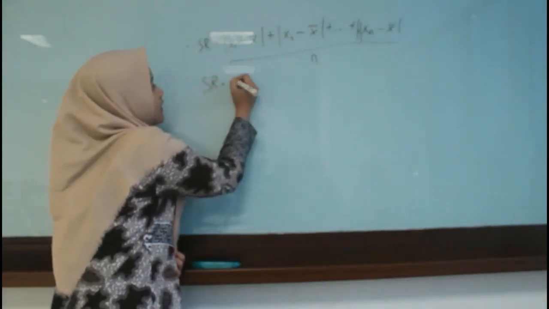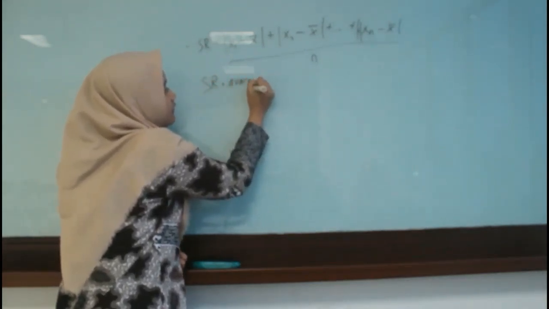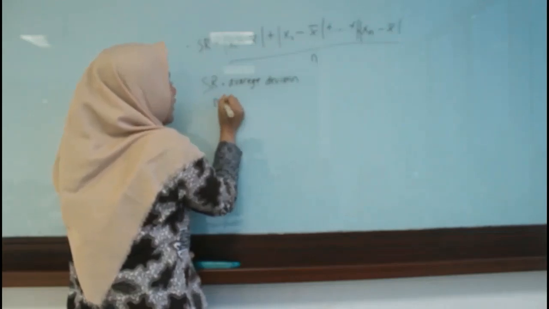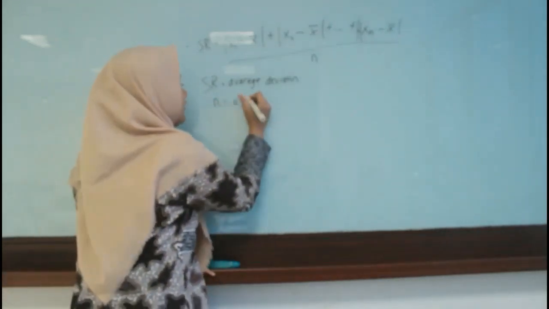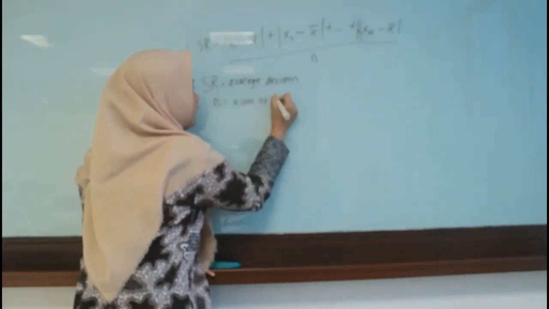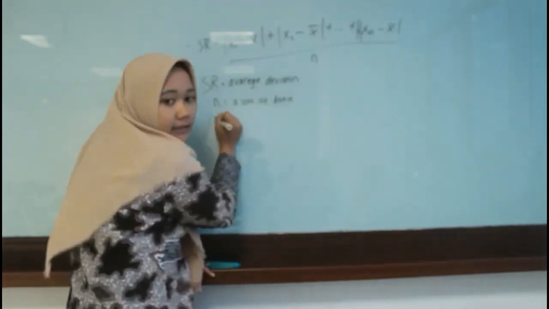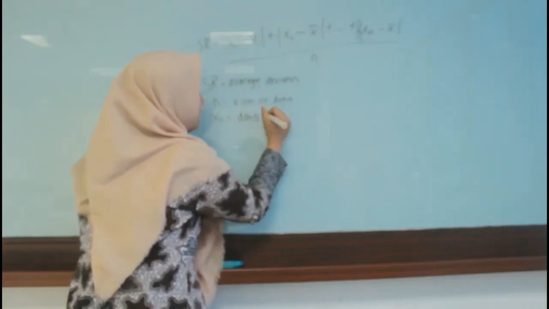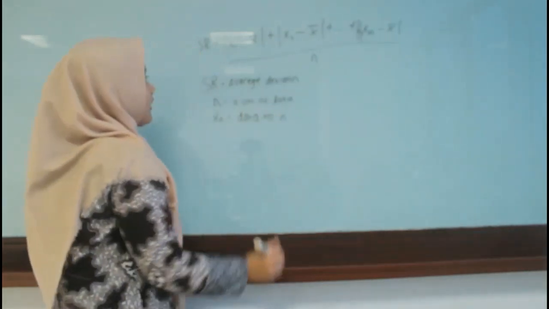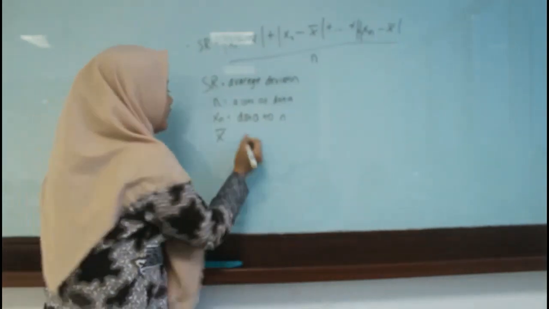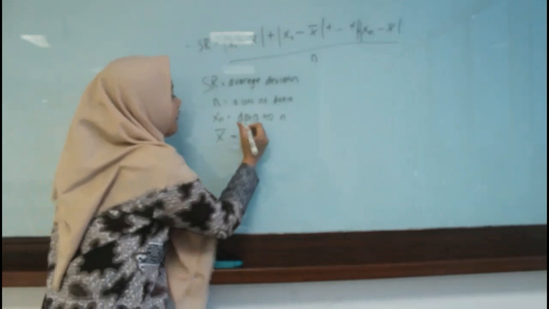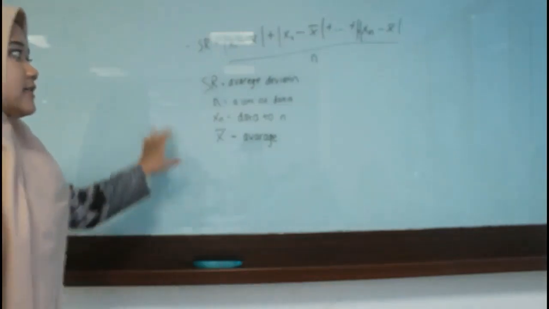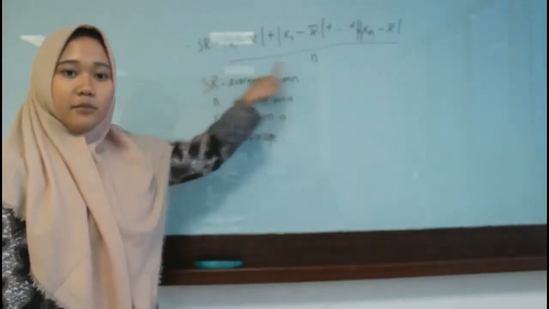SR is the average deviation. N is the amount of data. x1 to xn are the data. And this is the average. This is the definition of the symbols.